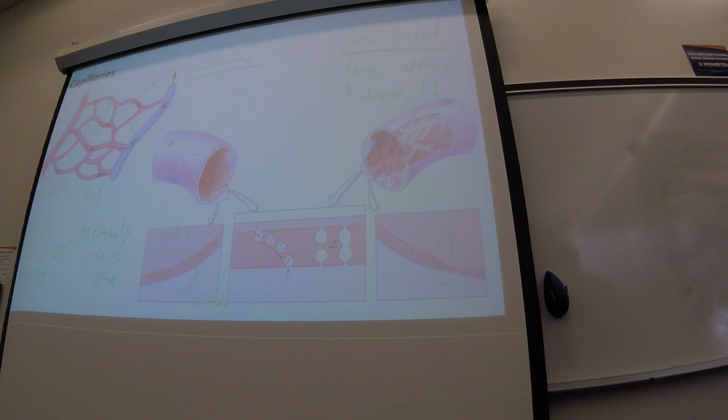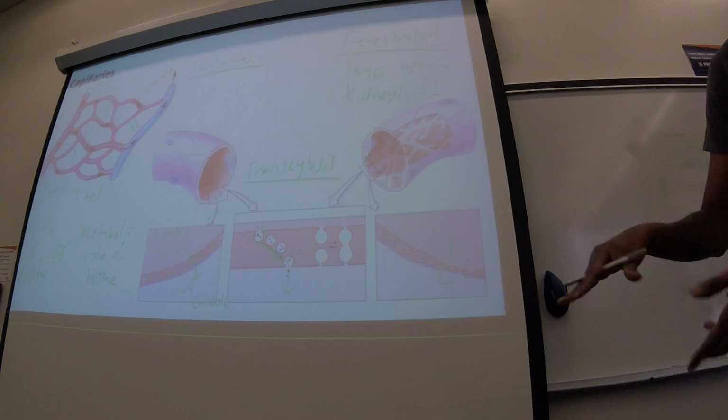Now both of these types of capillaries can do transcytosis. Hopefully you guys remember what transcytosis is. Transcytosis is basically a concept where you take content from one side, have the cell swallow it via endocytosis, have it transport across the cell, and then get dumped out onto the other side via exocytosis. That's what transcytosis is, right? It's basically just taking content from one side of the cell and dumping it to the other side of the cell via vesicle transport.